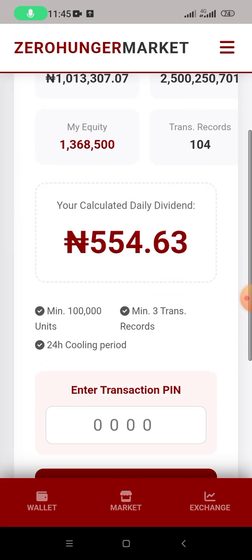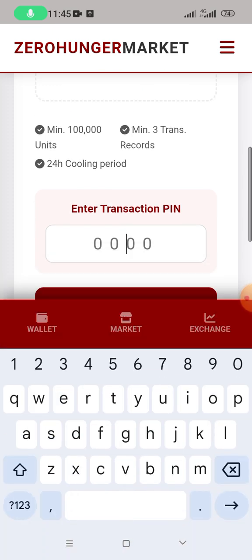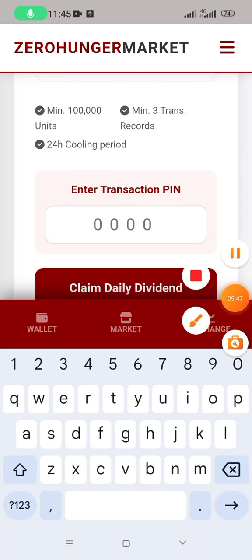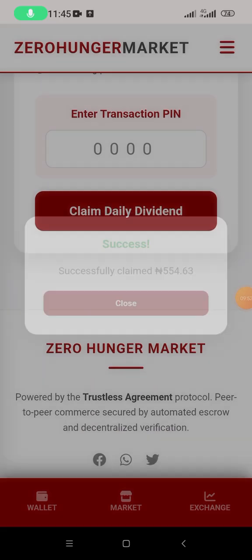I've not claimed today, so I'm going to claim it. I'll just enter my transaction pin. Make sure you keep your transaction pin intact. You enter it while creating an account. So I've entered my transaction pin. I'll now click on claim dividend.